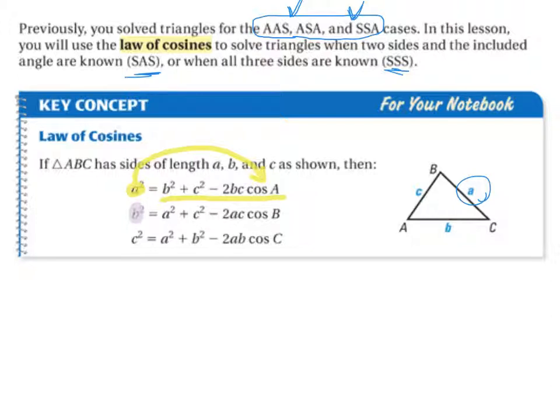When I'm trying to find side B, there are no side B's here, but I do refer back to angle B. Side C, there are no side C's, but I can refer back to angle C. All right, that's how the law of cosines works.